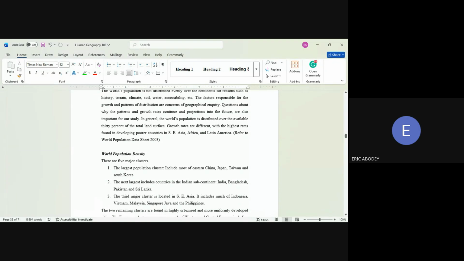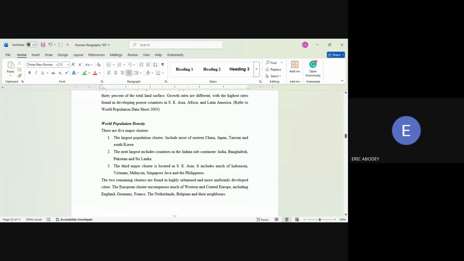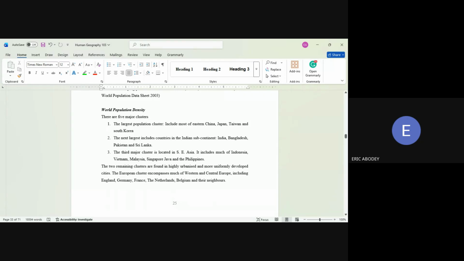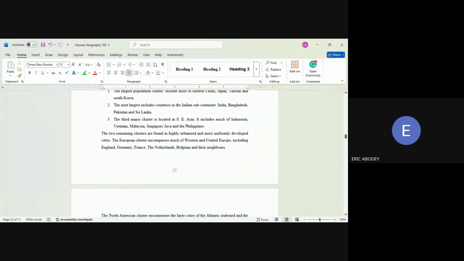The world population density. There are 5 areas. The largest population cluster, I talk of China, Japan, Taiwan, and South Korea, followed by India, Bangladesh, Pakistan, Sri Lanka. Then the third, Southeast Asia, which includes Vietnam, Malaysia, Singapore, Java, and the Philippines. The 2 remaining clusters are found in highly urbanized and more uniformly developed cities. The Europe cluster encompasses much of Western and Central Europe, including England, Germany, France, the Netherlands, Belgium, and its neighbors.